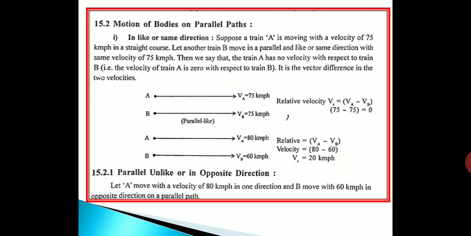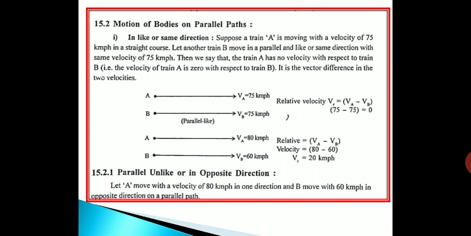Now in this case, what becomes the relative velocity? Relative velocity is the difference between the two velocities, remember. So here if we want to find the relative velocity, that is Vr equal to Va minus Vb. We are finding relative velocity of one train with respect to another, but in this scenario both the trains are moving with the same speed, hence the relative velocity becomes 75 minus 75, which is 0.